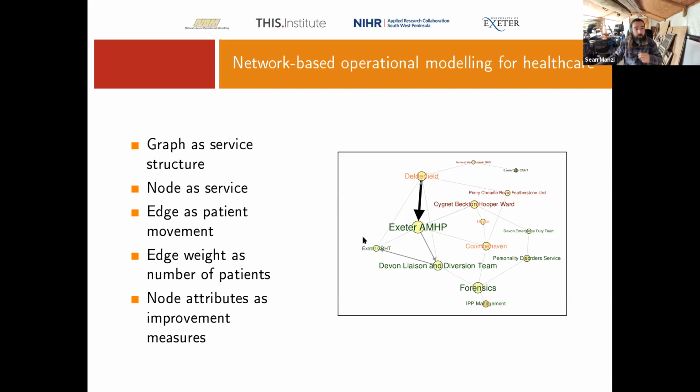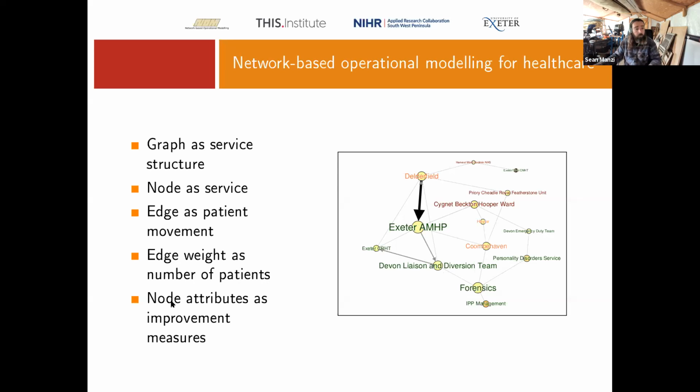The nodes, which are the dots here, are the services themselves. The edges, the links between the different nodes, are the movement of patients. This is when, chronologically, they're moving from using one service and then they begin using another service subsequent to that. The weight is the level of activity, the number of patients within the data that you're looking at and moving chronologically between those services.